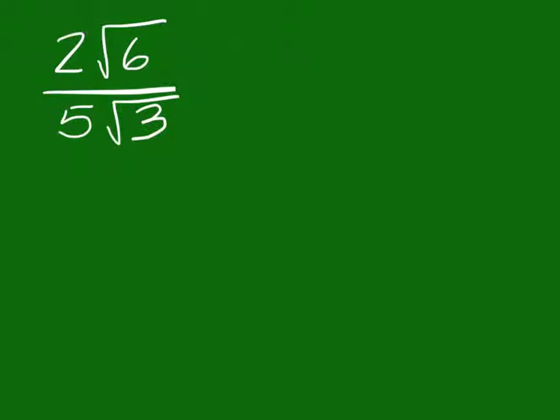On this problem, you can use the shortcut to simplify square root of 6 over square root of 3. 6 divided by 3 is 2. It goes on the top. So there's your final answer.